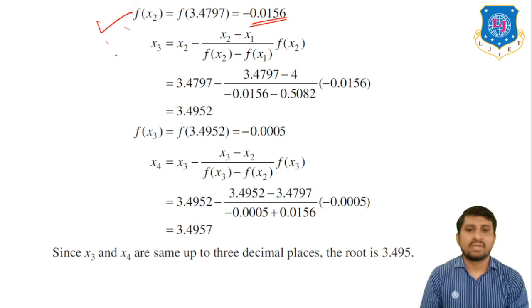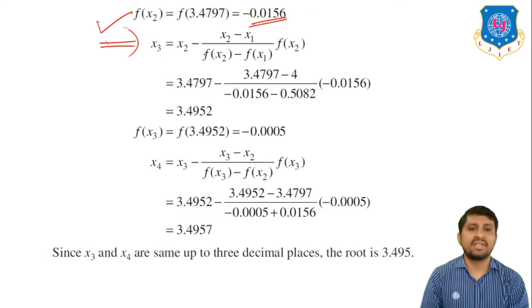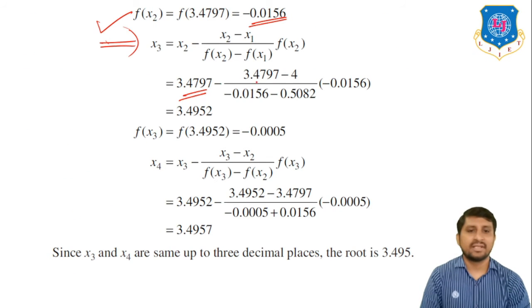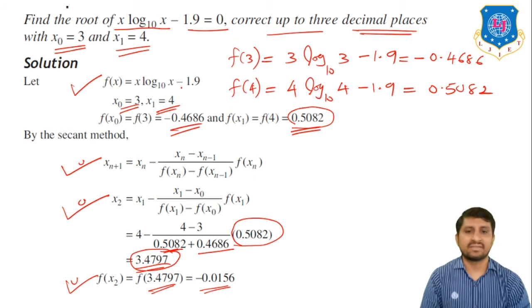Now the next approximation x3 is x2 minus x1 upon f of x2 minus f of x1 into f of x2. So we will get 3.4797 minus x1. What is your x2? x2 is 3.4797. So I put the value here, 3.4797 minus x1. What is your x1? x1 is 4. Here you can see that x1 is 4.